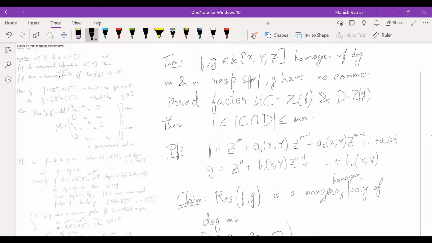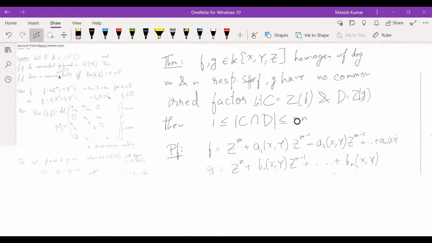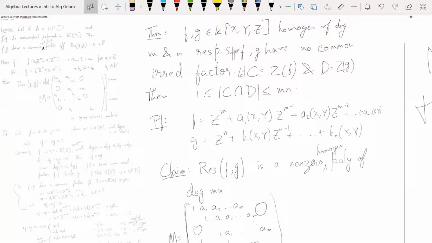So let me just do this weaker version of Bezout's theorem. Maybe some people call this the weak version. Maybe I'll write it. Weak Bezout's theorem.